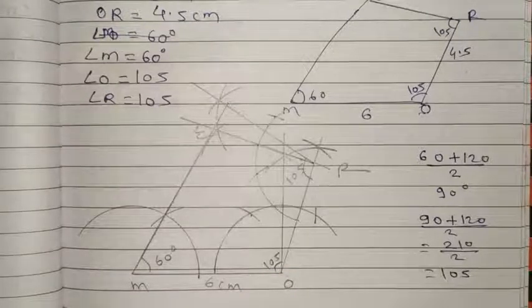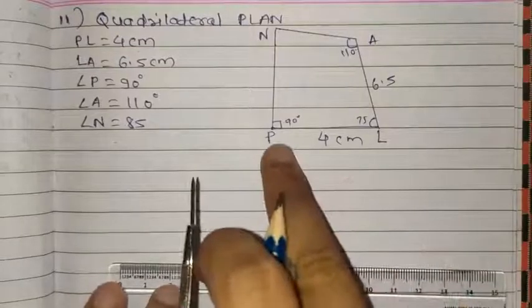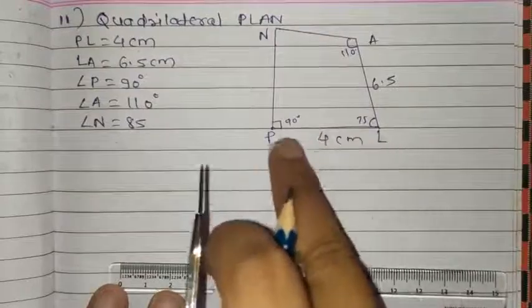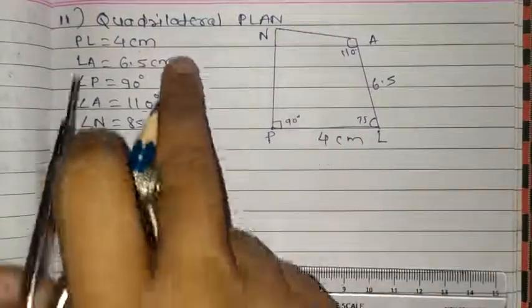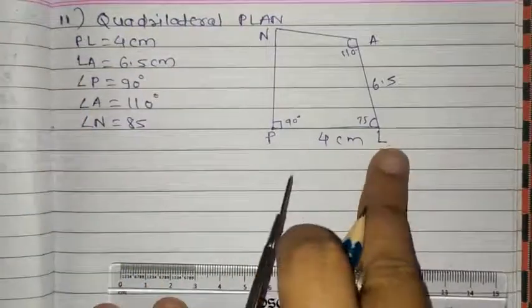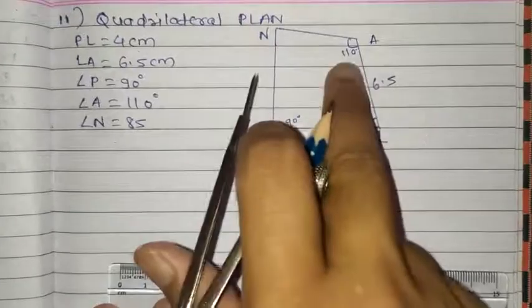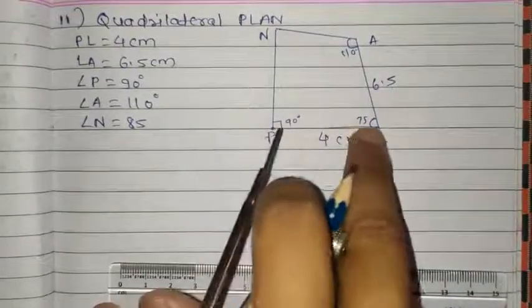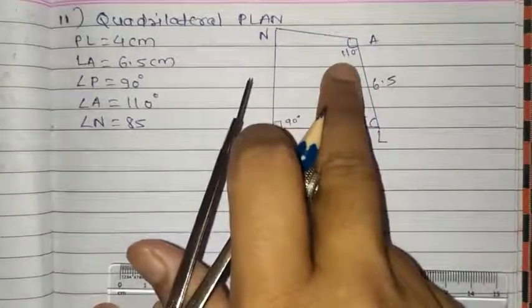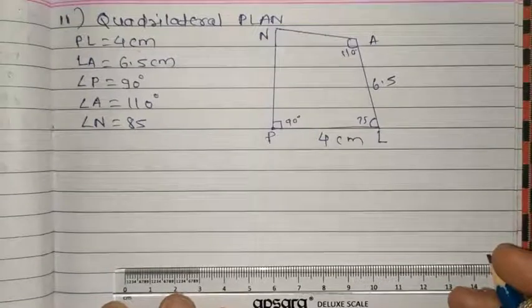Now we go into the next part. So here now we are in the second part. First you have to make PL 4 centimeter, and according to the question here it is 4 centimeters, 6.5, this angle is 90, this angle is 75, this is 110. By using compass you can make 90 and 75, you cannot make 110. I will tell you the reason later on. First you have to make PL 4 centimeter.